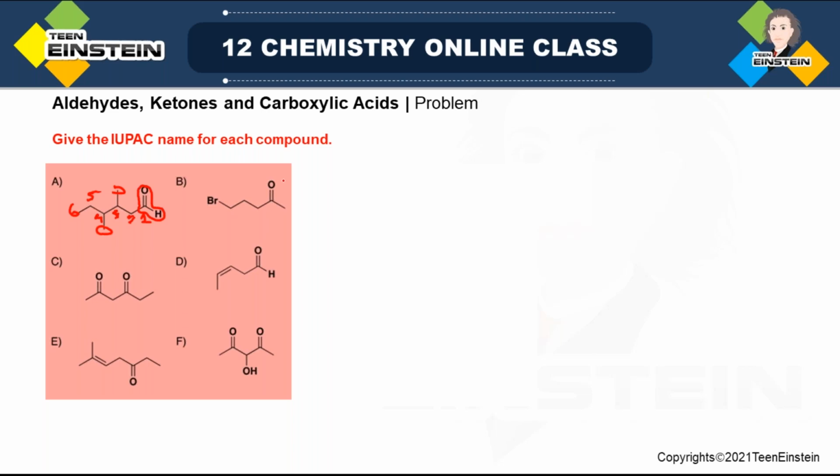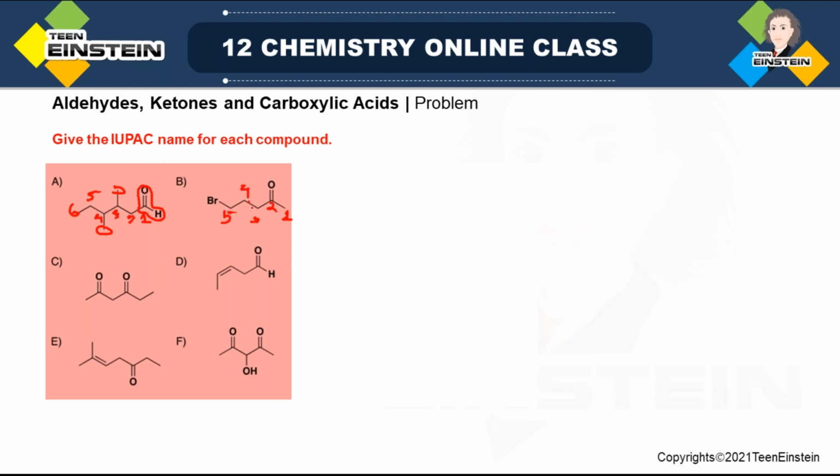Second structure, we have a keto group, not aldehyde. See, C double bond O, and on both sides there is an alkyl group. So it is a ketone, so it will end with -one. Numbering will start from this carbon, not from the other side, because if you start from the left-hand side, then the keto group will be given a very high number. So you have to do the numbering in such a way that the position of the keto group gets as minimum a number as possible. 1, 2, 3, 4 and 5.